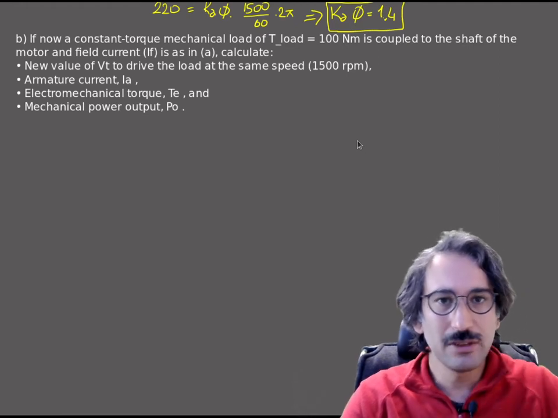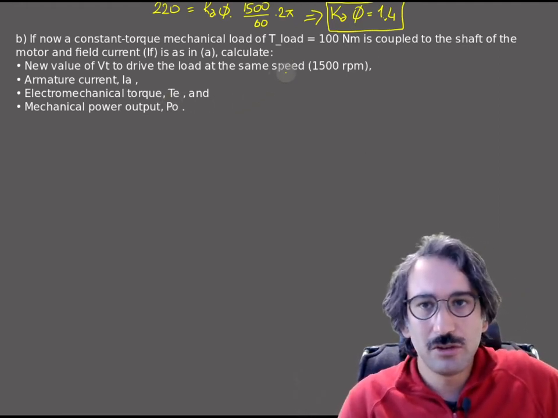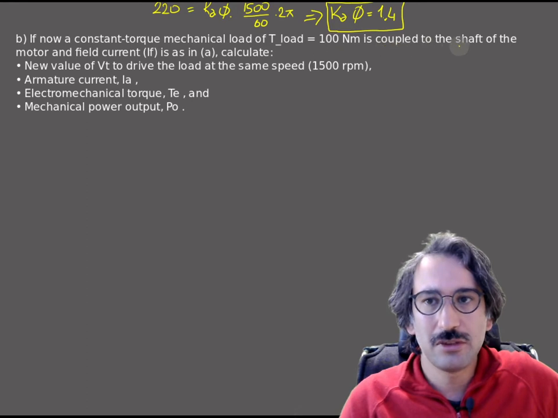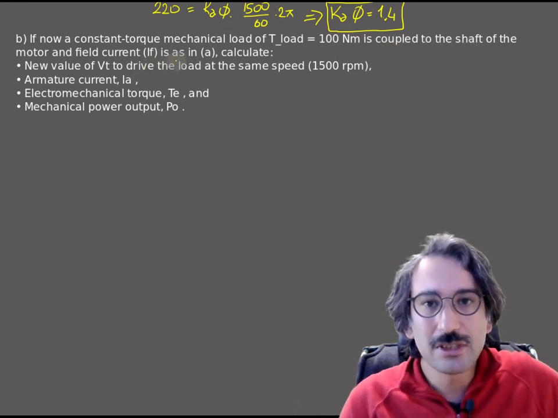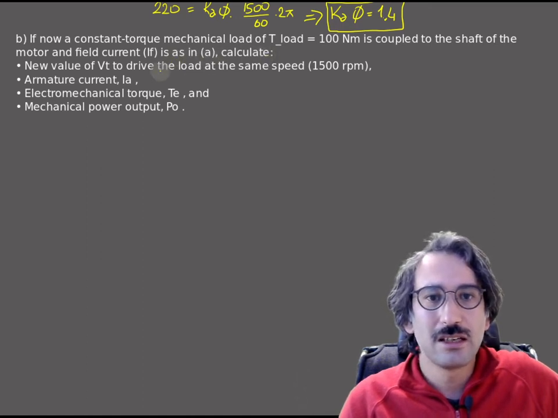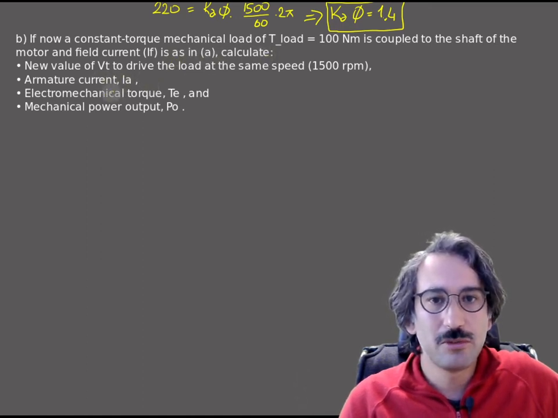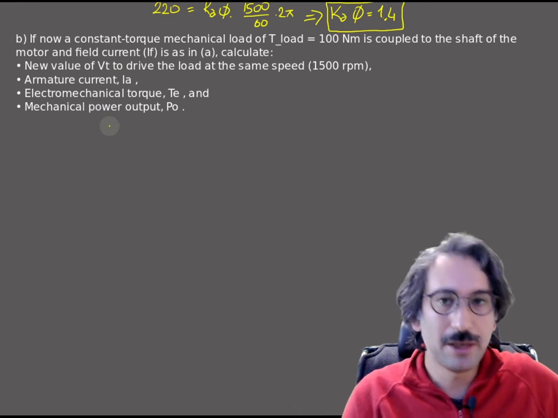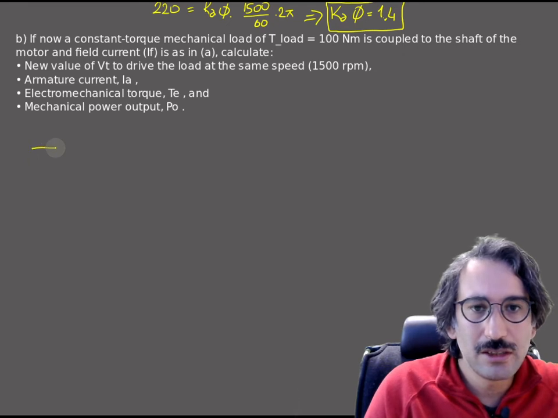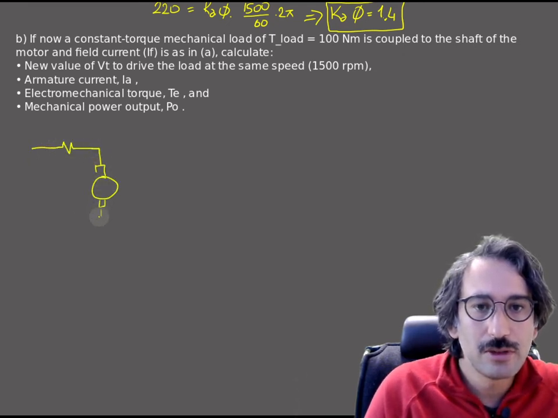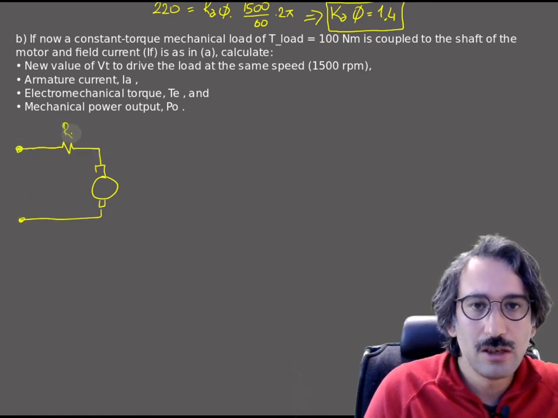Now, a constant torque mechanical load of 100 Newton meter is coupled to the shaft of the motor, and the field current is kept as in part A. I think there's a mistake here. Calculate the new value of terminal voltage, armature current, and so on. Okay, so now let me draw it here again. We have our motor, and RA is 0.5 ohm.